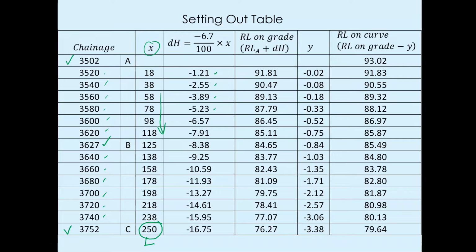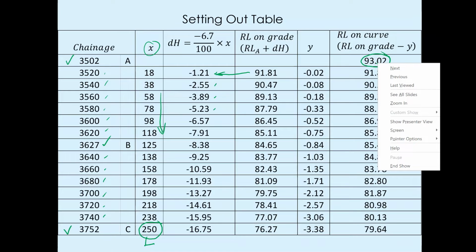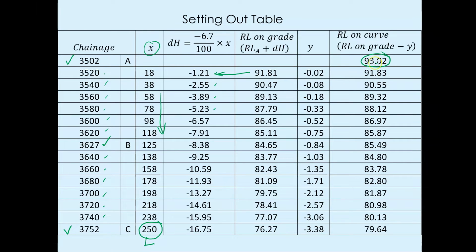It will simply be the reduced level of A plus the difference in height. So 93.02 is the reduced level of A, which is the reduced level on the curve, because A is on the curve. That applies to C as well. C is also on the curve. So 93.02 plus that, you get this.